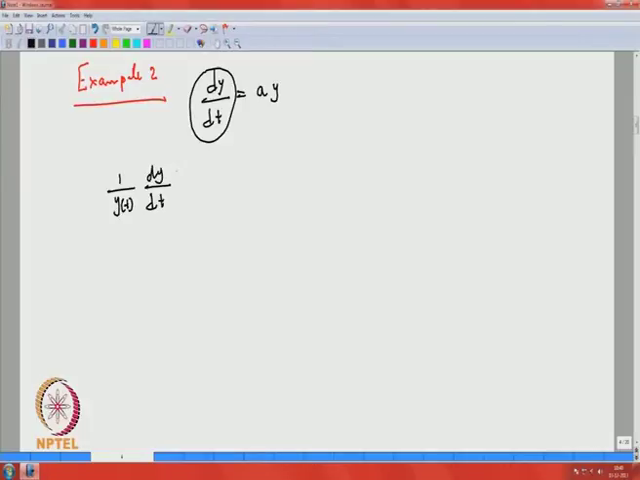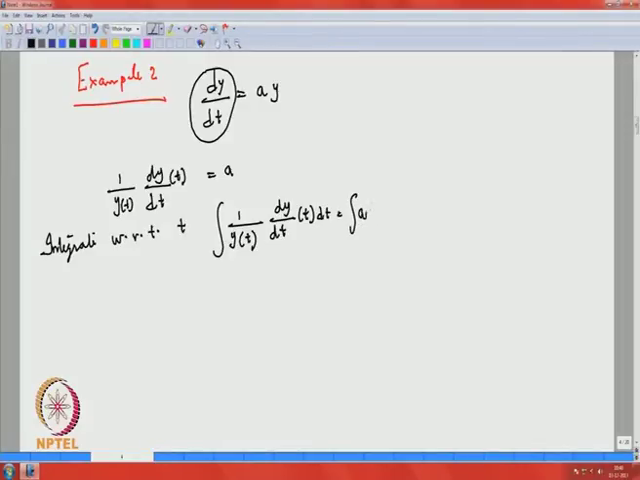So, y is a function of t, dy by dt is a function of t, and a is a constant which is a function of t. So, I can integrate. When I integrate with respect to t, what do I get? I get the integral of 1 over y of t dy by dt dt is equal to the integral of a of t dt plus some constant of integration.